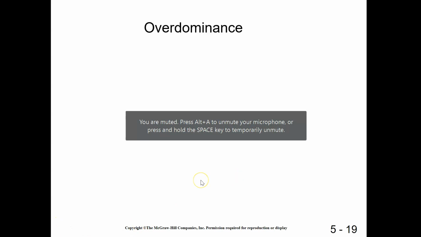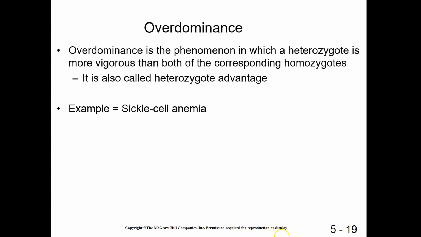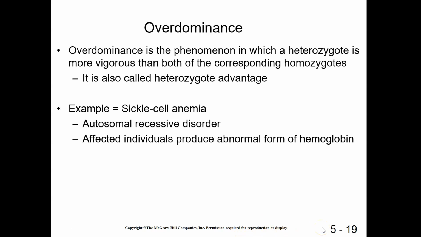Okay, now we're going to move on to a situation called overdominance. My apologies, I pushed the space bar and it muted me. So overdominance is a situation where the heterozygote itself is actually better off than either homozygous situation.